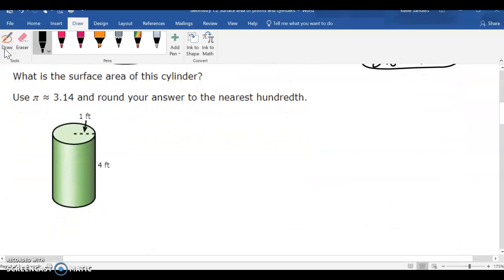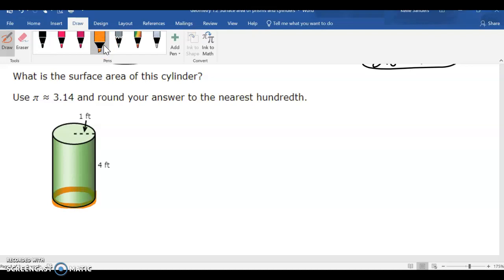Okay, so this is a cylinder, like a pop can or a can of shaving cream, hairspray, stuff like that, except with the tops and all. So this is a cylinder. It's basically a circular prism because the two bases, the circles, are parallel to each other.